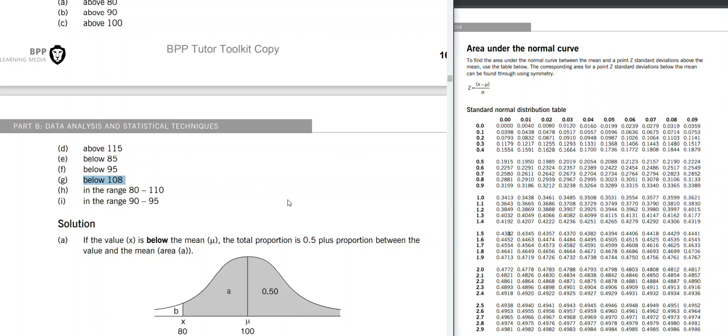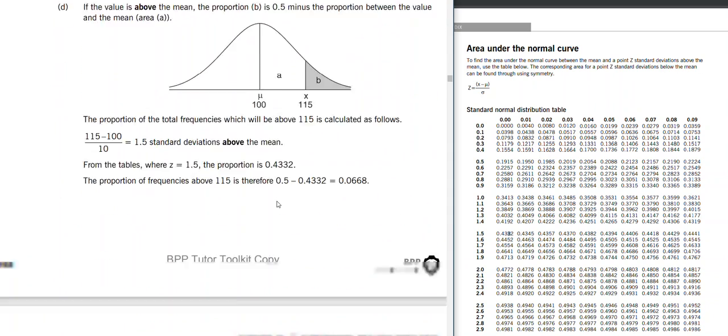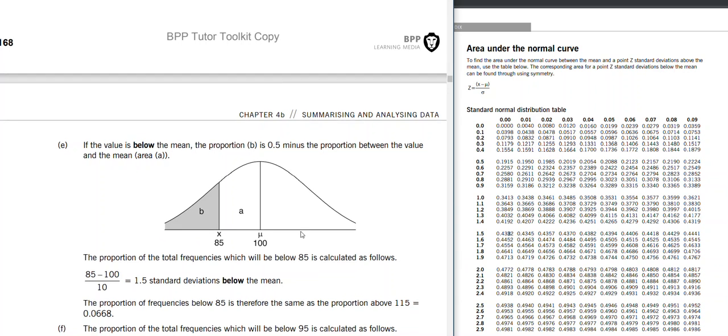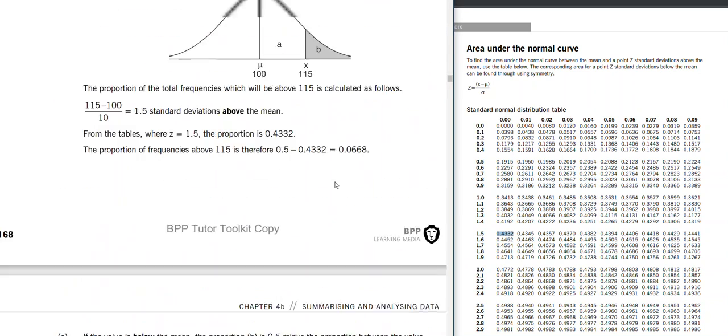Okay, the next one, below 108, like in this example. So below 85, let's look at this one as well. Below 85, so below the mean, a percentage. So we have 85 here, this is below. So again, I will not show it. We have already seen how it is calculated, how it is found in the table. You take 1.5 and then search that percentage. So this is below.